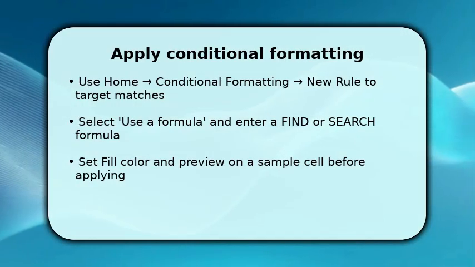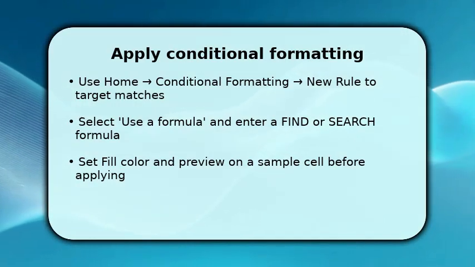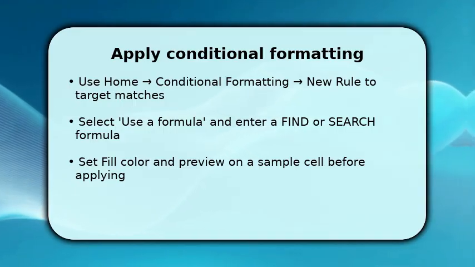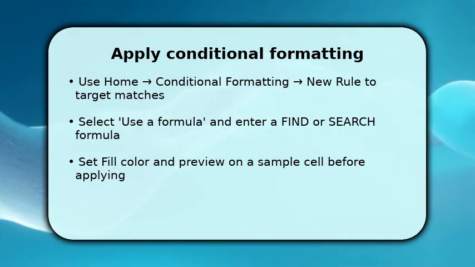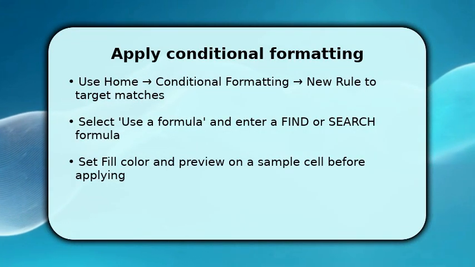Once you have the Find dialog ready, close it and go to Home, right arrow Conditional Formatting, right arrow New Rule to create a highlight rule. Use a formula to determine which cells to format, and enter a formula that returns true for matches. For example, equals isNumber, search, your text, A1 or equals A1 equals, exact text depending on case sensitivity.